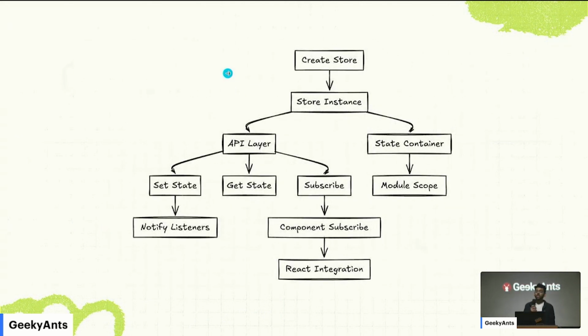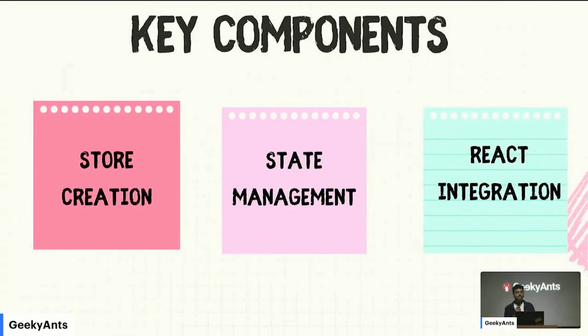You create a store, there's a store instance, a state container, and API layers. This looks like a more complex architecture than Redux, but it's actually simpler. There are majorly three layers. First is store creation, second is state management, and third is integrating it with React.